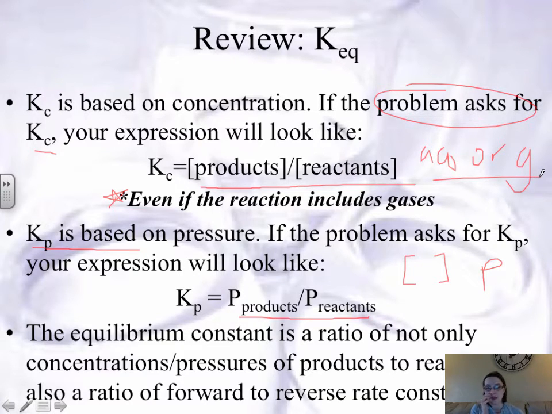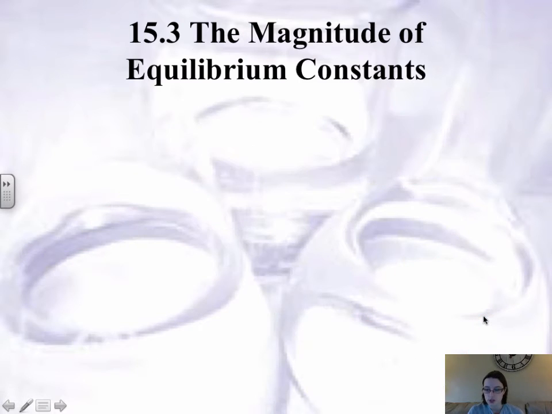And then remember that the equilibrium constant is a ratio of not only concentrations or pressures of products to reactants, but it's also a ratio of forward to reverse rate constants. Because at the beginning of the first video, we looked at how the kinetic definition of equilibrium derives the equilibrium constant, and that's because the forward rate constant over the reverse rate constant is equal to some constant, which is actually KEQ. So now looking at 15.3, this is looking at the magnitude, so the value of the equilibrium constant and what it means.